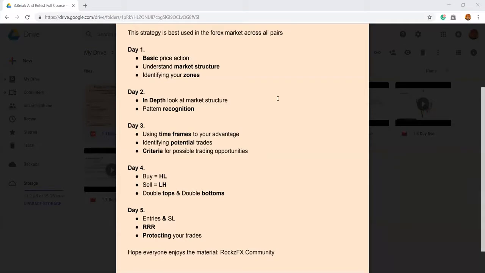Day three, we're going to be looking at different time frames, how we use them to our advantage, looking at potential trading opportunities, and then we'll run through the criteria for potential trading opportunities. A little switch up this week. With our first group, we had a fantastic week, but just some feedback from some of our members. Instead of looking at day four, higher lows, lower highs, double tops and double bottoms, which is pretty advanced, we're going to go straight into entries and stop loss, risk to reward ratio, and protecting your trades.